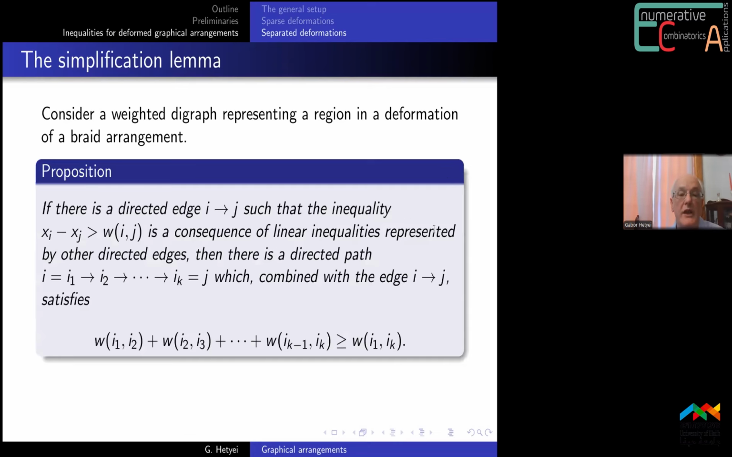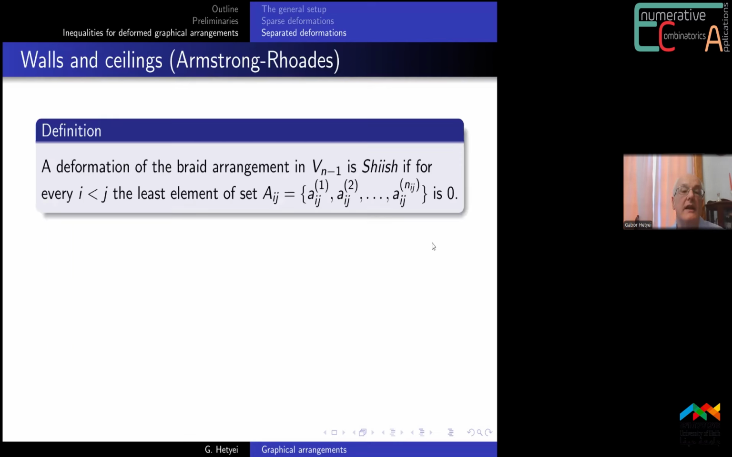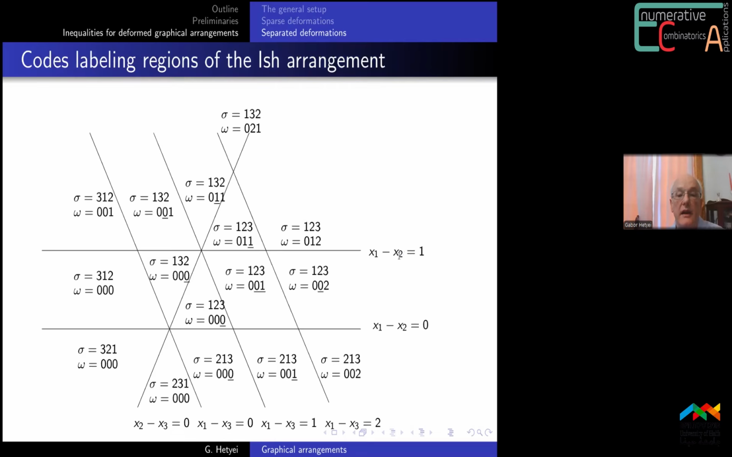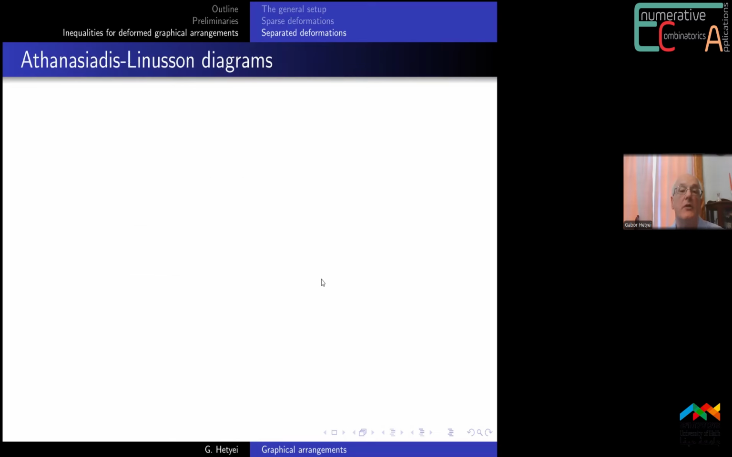And one situation where this works really nicely is the ceiling diagrams of Armstrong and Rhoades. I came up with a definition of shi-ish arrangements, which contains all Shi and extended Shi arrangements. And there you can exactly describe which ones are the ceilings in the ish arrangement and in generalizations thereof, by looking at the labels.